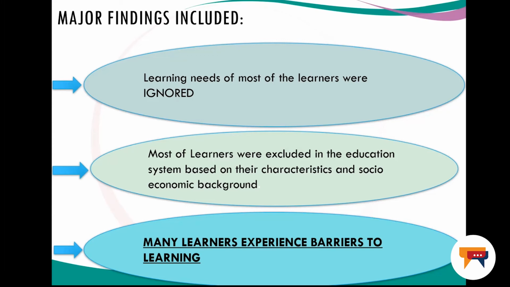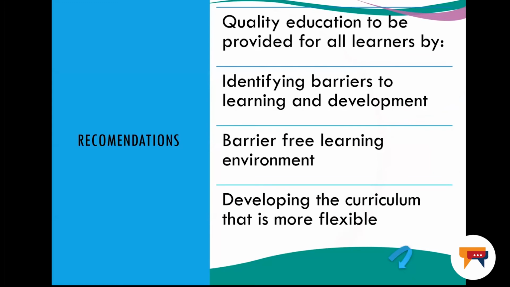Finally, most of the learners were excluded in the education system based on their characteristics such as language of communication, cultural practices, abilities or disabilities, place of origin, socioeconomic background, and many more. So in other words, many learners experienced barriers to learning, and those barriers were not attended to. So I'm going to talk about the last issue here, and we'll continue next time.